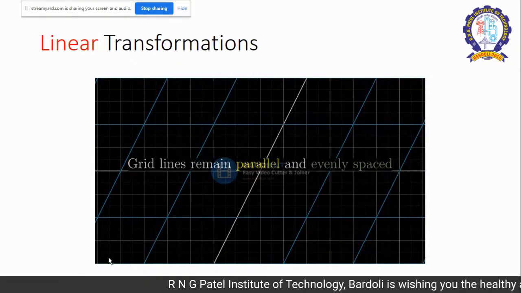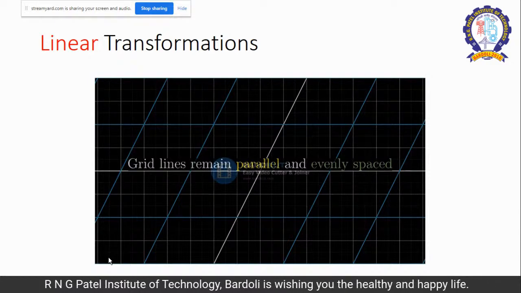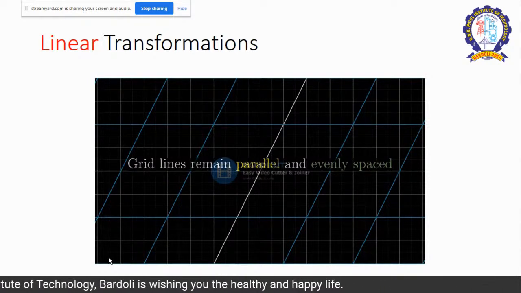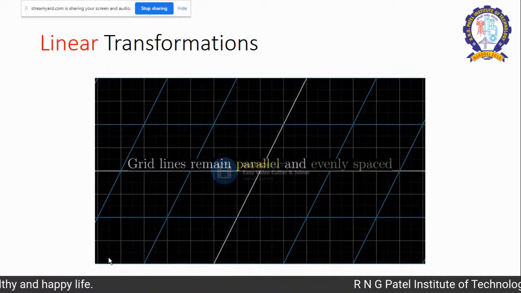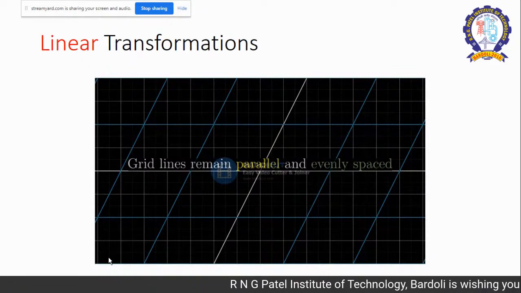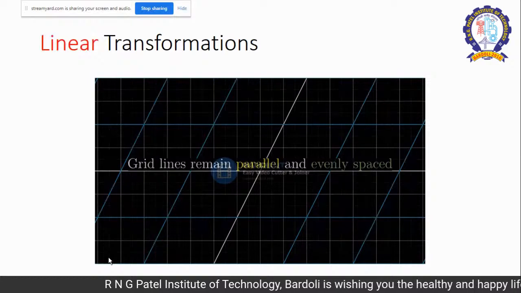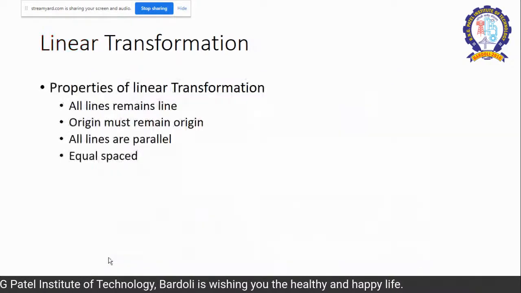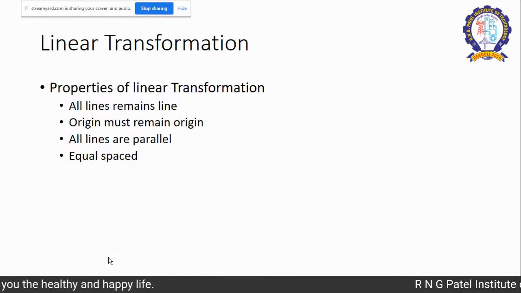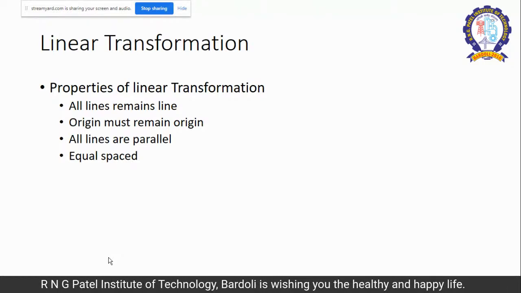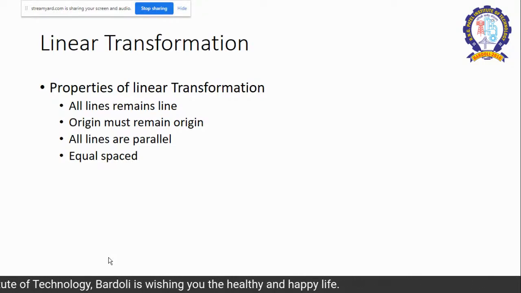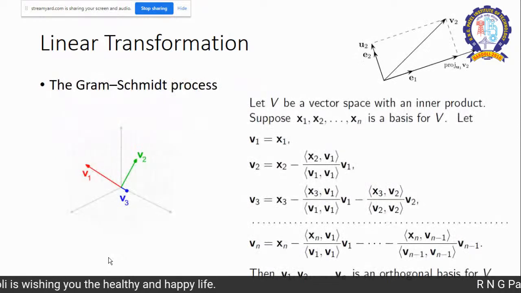So equidistance is a part of the transformation. Lines remain lines, origin becomes origin, grid lines remain parallel and evenly spaced, meaning the spacing never changes. So we can say that such a transformation is called a linear transformation. So, going with the properties: all lines remain lines, the origin must remain the origin, all lines are parallel and equally spaced. We can say that this particular transformation is called a linear transformation.